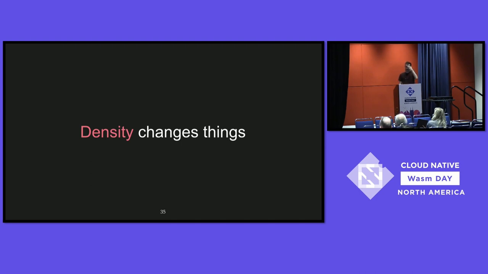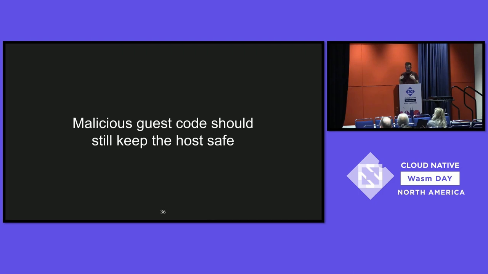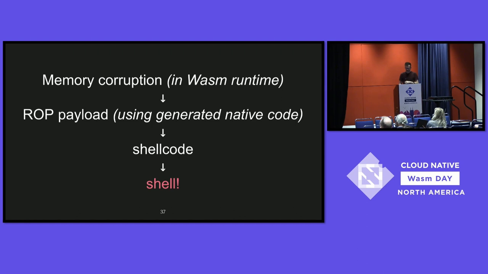So cloud providers want to be absolutely sure that a rogue tenant can't attack its peers. And so malicious guest code should still keep the host safe. And so here, it's very similar, actually. You have memory corruption in the WASM runtime by the guest code that's loaded. You have a ROP payload. Probably you can reuse some of the code that the WebAssembly runtime generated by loading your code, or you can use the other code in it. And then again, map the shell code, launch into a shell, kick up your feet, enjoy.